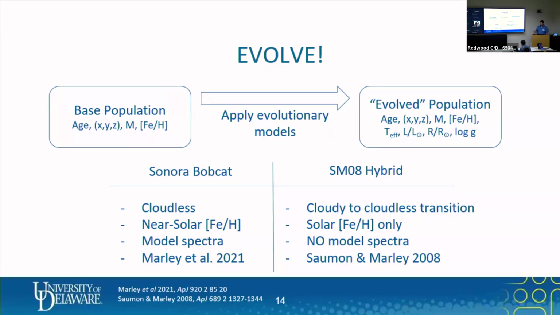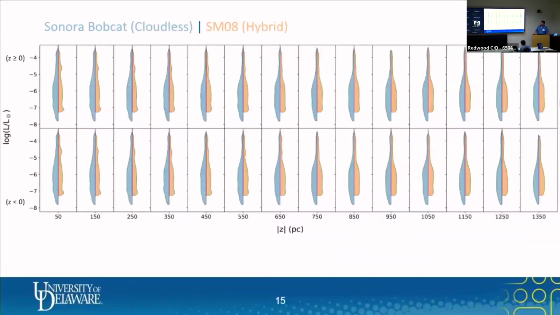And so we can do the same thing I just did with age. We can use one of those other parameters. So I'm going to show you the luminosity function. The luminosity function is particularly important because it's what we're actually going to see, right? All the other parameters that we want to derive, like temperature and radius, come from us measuring the luminosity and then fitting it with an evolutionary model. So I've shown violin plots for each of the slices again. On the left-hand side of each slice is the blue Sonora Bobcat cloudless models, and on the right is the orange hybrid models. Remember, the upper panels are slices above the plane, bottom panels are below the plane, left to right is more distant from the plane.